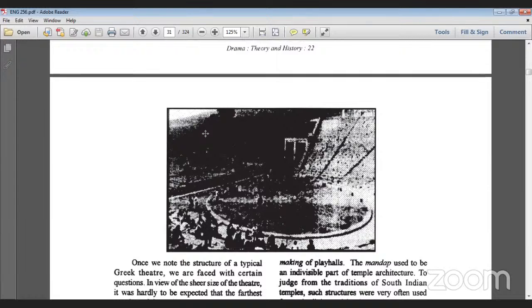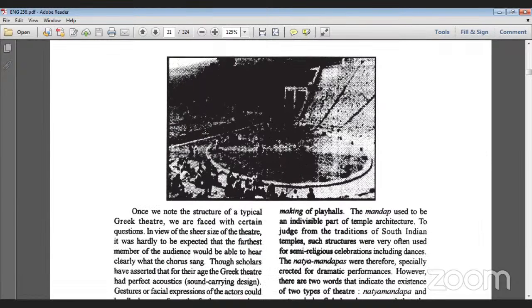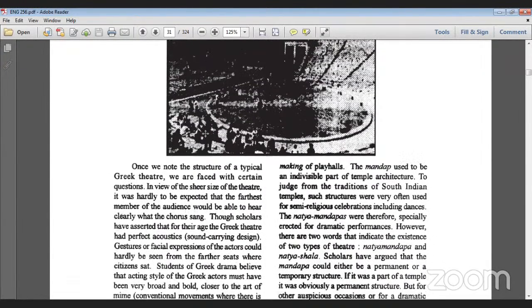We note the structure of a typical Greek theater. Seeing the Greek theater's picture, we are faced with certain questions in view of the colossal size of the theater. It is hard to accept that the farthest member of the audience would be able to hear clearly what the chorus sang.